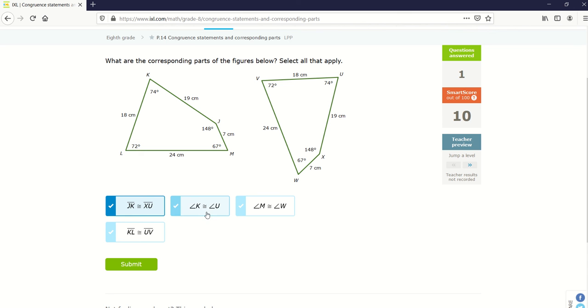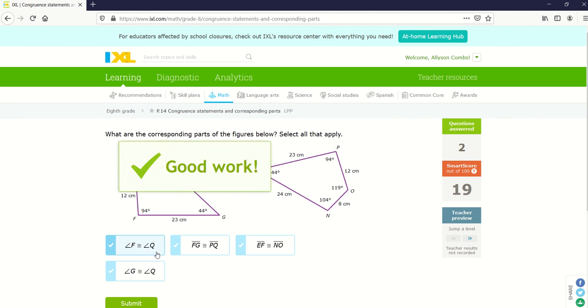And then this says angle K, so angle K is 74 degrees. Does it match up with U at 74 degrees? Yep, yes it does. Now M here is 67 degrees. Does it match up with W at 67? Yep, it does. And K to L is this 18 here. Does it match up with U and V over here? Yep, it does. So all of those are the correct ones.